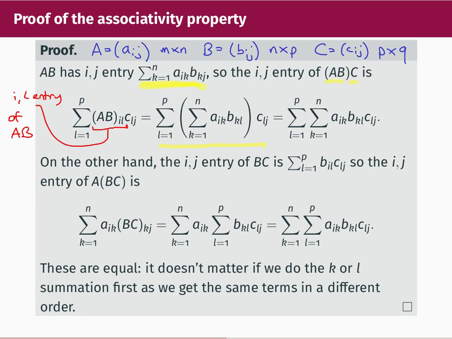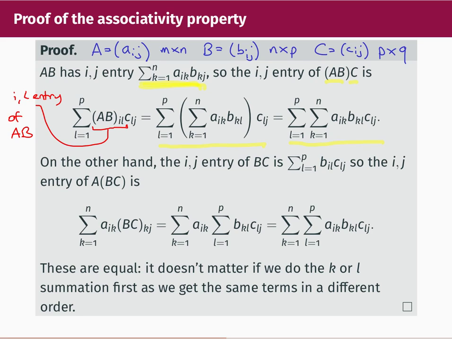And if we multiply the CLJ through that sum and just collect the two sums together, then what we would end up with is this: the sum from L equals 1 to P of the sum of K equals 1 to N of AIK times BKL times CLJ. So that is the IJ entry in the matrix product A times B times C.